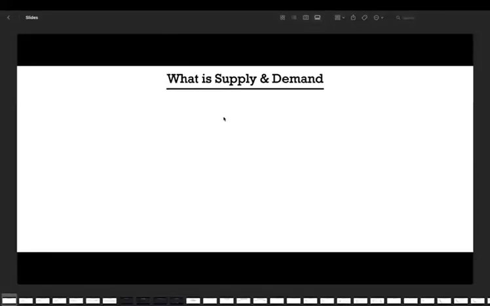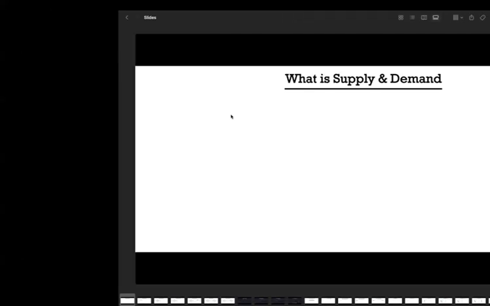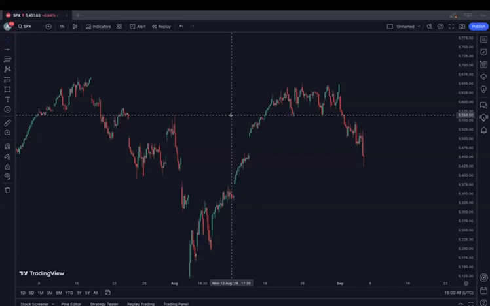Today's our second lecture about key levels, and today we're going to learn supply and demand levels. Before starting the main part of today's lecture, let's quickly talk about S&P 500.